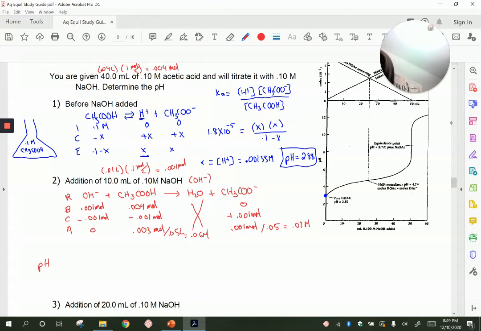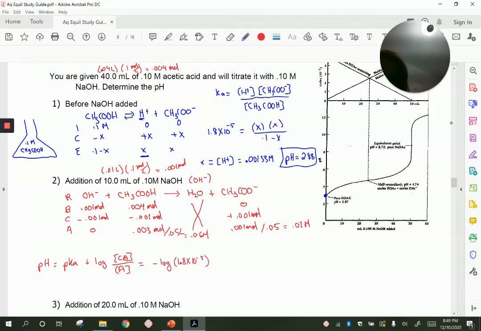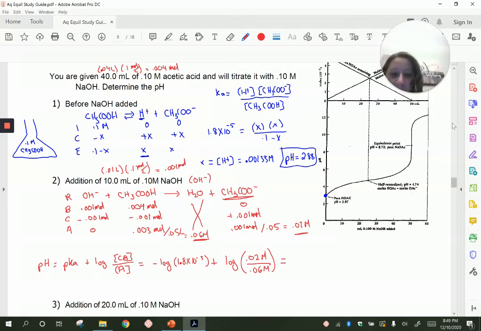So I'm going to say pH is equal to pKa plus log of my conjugate base over my acid. So pKa is negative log of the Ka, so negative log of 1.8 times 10 to the negative fifth, plus log of my conjugate base, my acetate, I have 0.02 molar. My acid is 0.06 molar, it's my acetic acid. And I calculate that, and this gives me 4.27 for my pH.